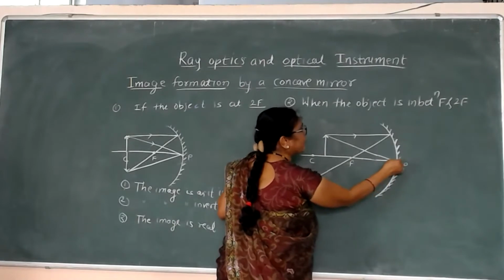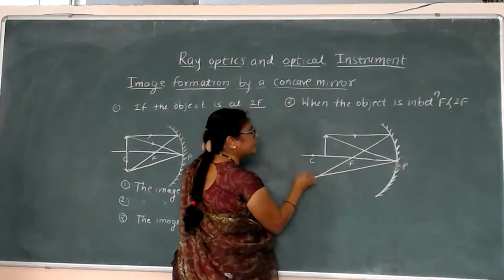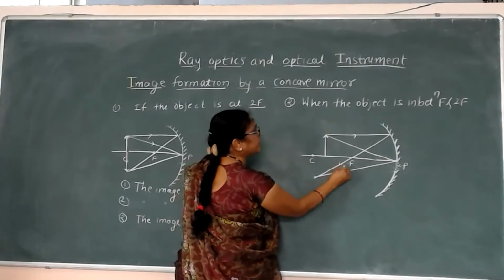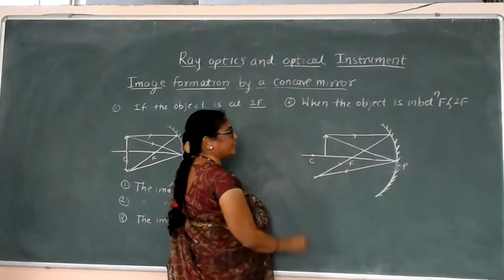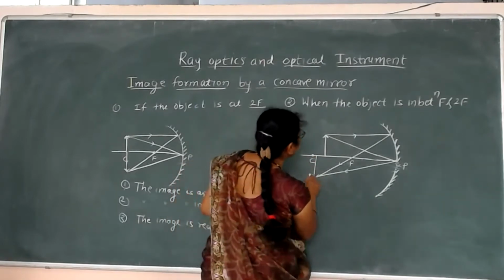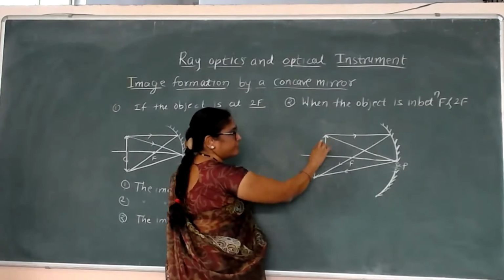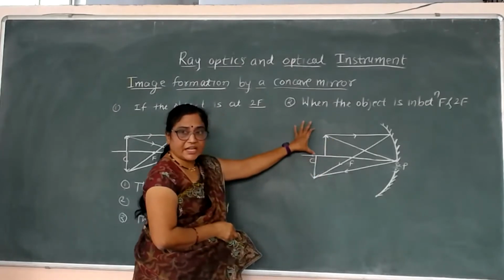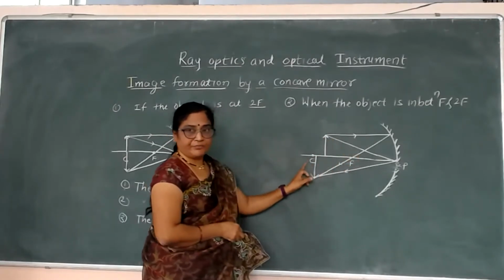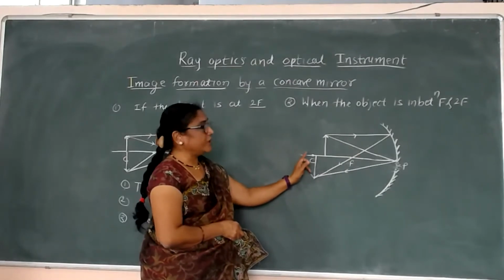Again, it obeys the laws of reflection and the ray of light is reflected. So here, where both the rays meet, there is a formation of an image. But the image is enlarged as compared to the height of the object. Means when the object is between f and 3f, the reflected image is enlarged as compared to the object.